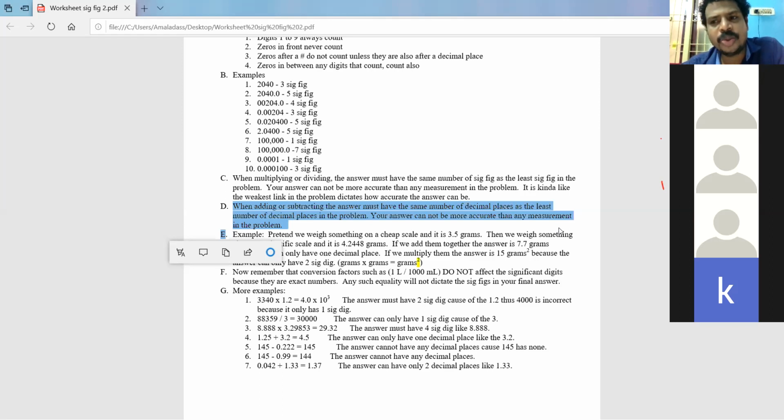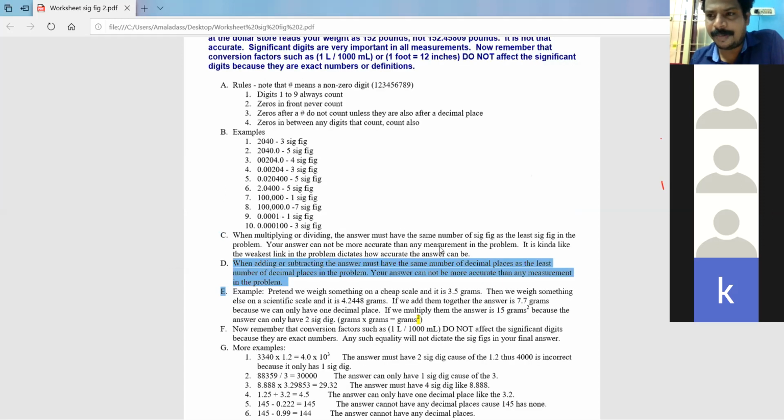So when you have two or three components to add, you should add them, and you have to see which particular component of measurement has the least decimal place. Accordingly, you have to give the answer. Okay, first we would like to give some examples so that you know that.